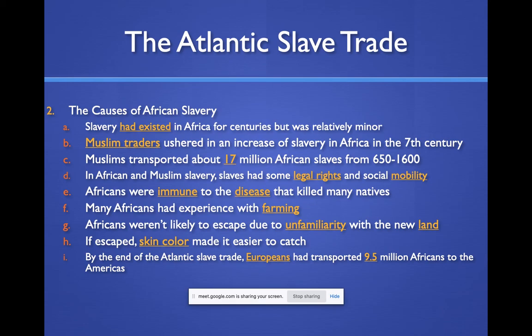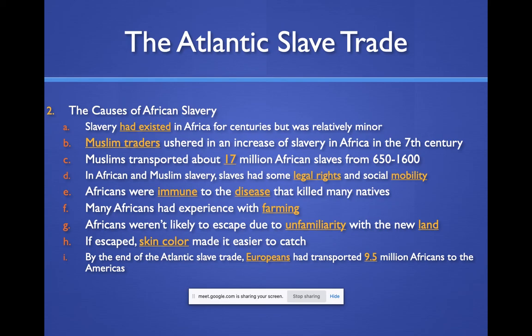Africans were immune to the diseases that killed the Native Americans. Smallpox killed the Native Americans in the millions, but Africans had developed somewhat of an immunity to it, so it didn't devastate their populations as much. Africans had experience with farming because they were farmers in Africa before they were taken captive, whereas Native Americans did not do farming like that. And Africans were less likely to try to escape because once they brought them to North and South America, they didn't know the land, they didn't know the language, they didn't know where to hide, they stood out. Whereas Native Americans could blend in and they knew the land because it was their land before the Europeans came.